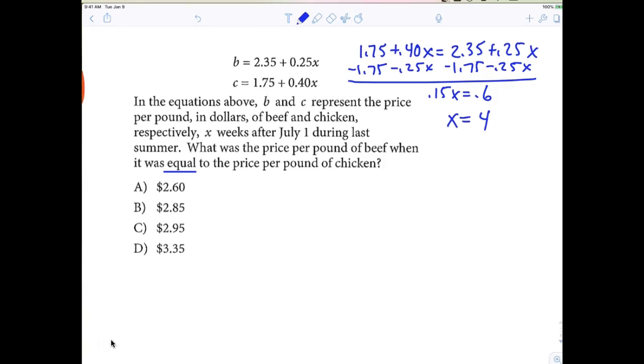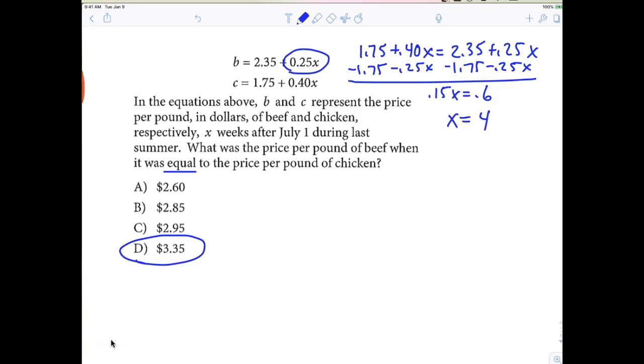The top one. The reason it's easier to plug it into the top is because if you have 4 quarters, you have $1. $1 plus 2.35 is what? Come on, guys. We can do that. 3.35. Right, Connor? We can do that.